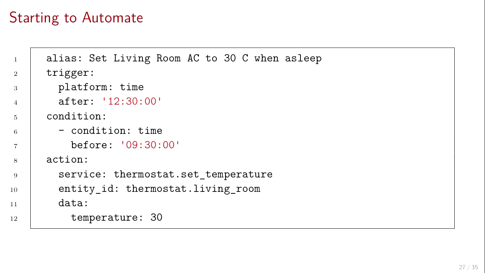So I said, okay, I can do this in software. This is an example rule from that set, which says after 12:30 a.m., so it's time for bed, and before 9:30, when I'm probably not awake by then, but even if I was, set the temperature to 30 degrees in the living room, because I'm probably in bed and I don't need the AC on in the living room. But I don't want it to get too hot, because then there are gradient issues in the apartment.